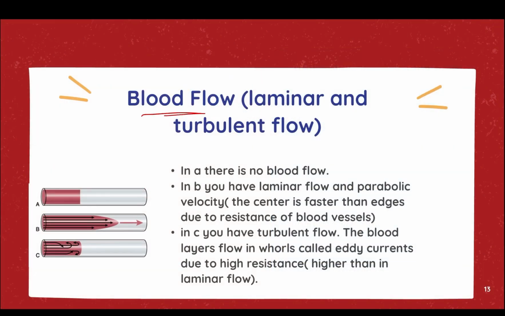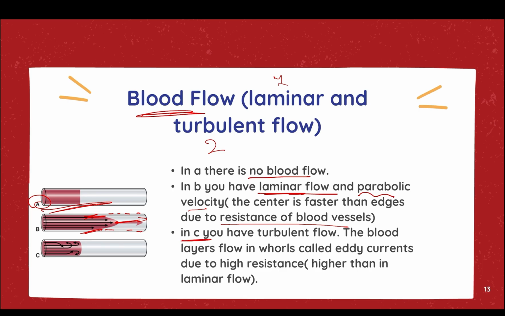Now let's talk about blood flow. We have two types: laminar blood flow and turbulent blood flow. In A, there is no blood flow. You can basically forget about it. You're not going to get a question about no blood flow. In B, you have laminar blood flow. It has parabolic velocity. That means the center has much higher speed than the periphery, the sides, the edges, due to the resistance of blood vessels. So due to the resistance here, you have a faster center and slower edges.